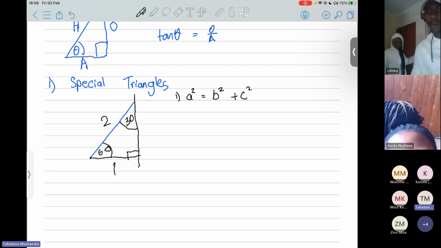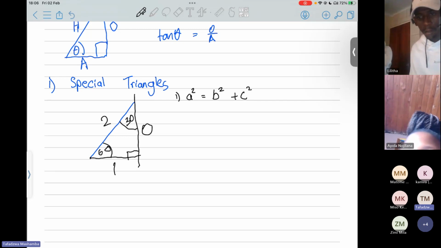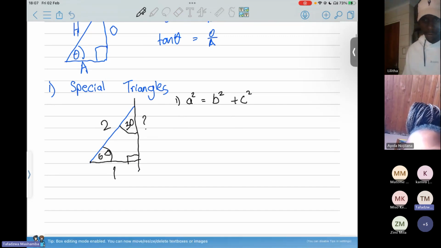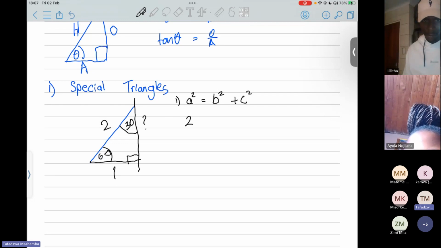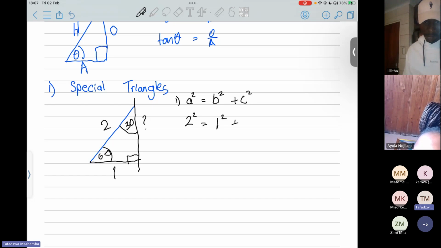So using the same concept, we can go back to this and try to find what this value is. That's the value that we don't know, so we can put a question mark to see what value this is. So we say what's A squared? That would be 2 squared is equal to 1 squared, and then C squared, we don't know what it is yet, right?